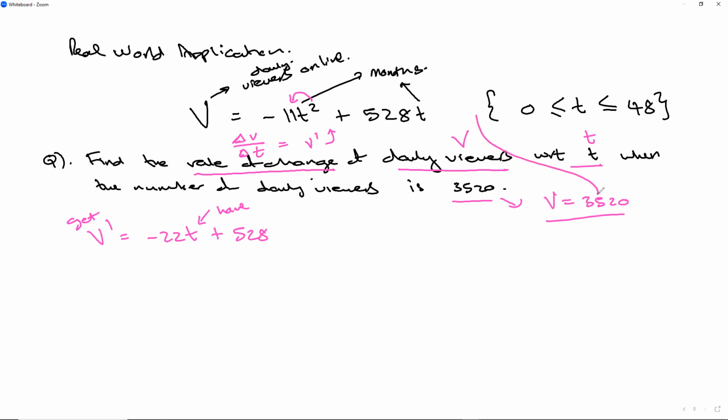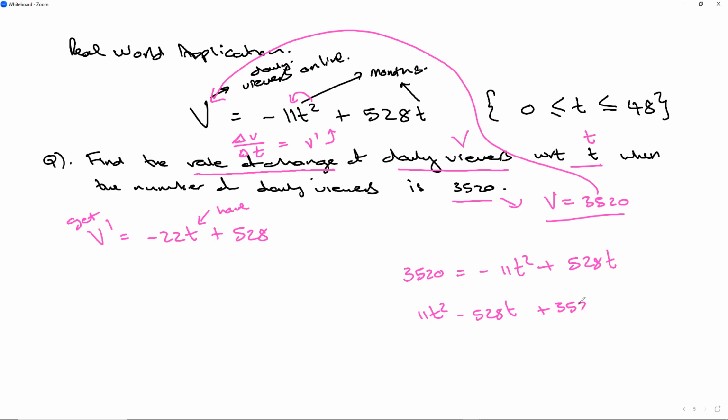In order to do that, I actually have to substitute this back into the original function and take 3520 equals negative 11t squared plus 528t. From this function, I've got to find t, so I'm going to move this all the way to the left hand side. So 11t squared minus 528t plus 3520 equals 0.